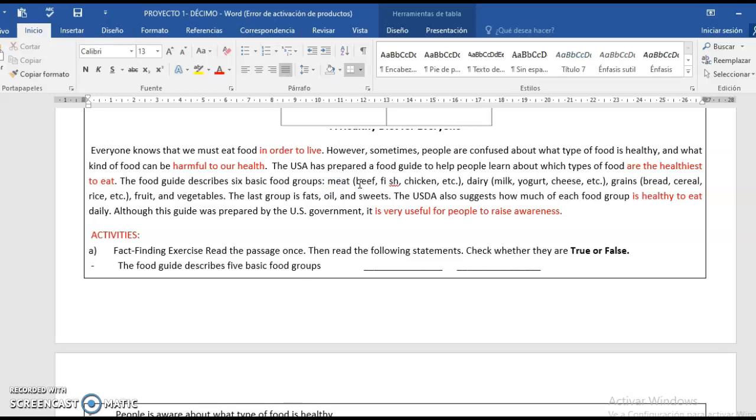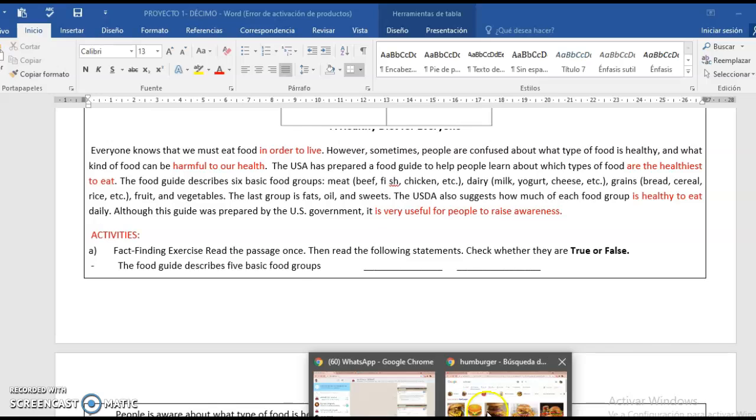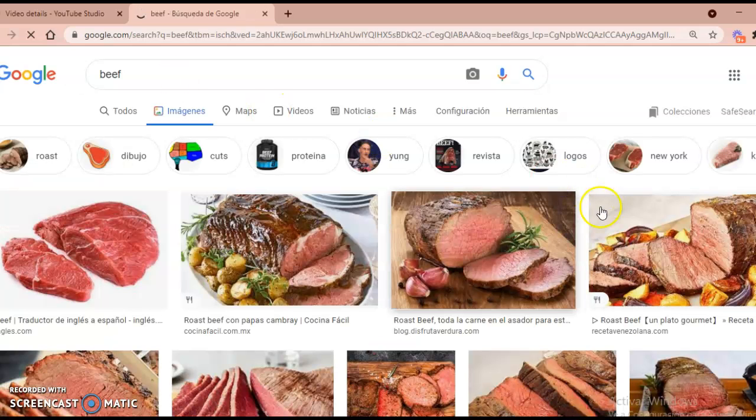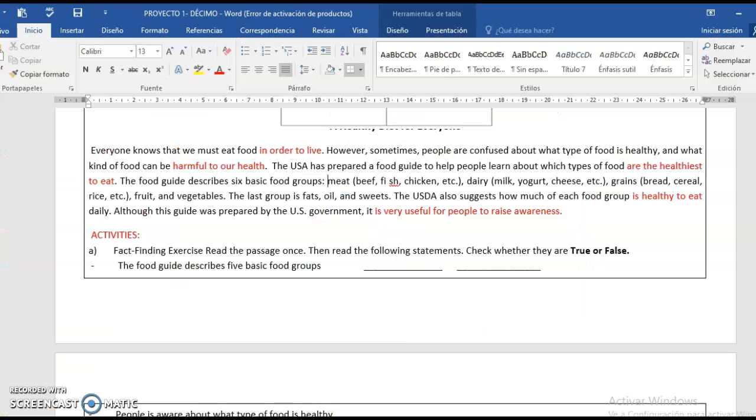Meat, beef, fish, chicken, etc. And what is beef? Let's find here what the word beef means. Beef is something like this, right? This is the first group. Group number 2, dairy, milk, yogurt, cheese, etc.